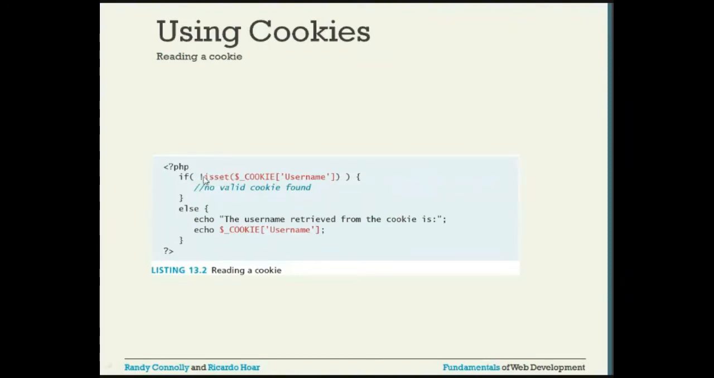So it will come to the else condition. In the else condition, when a valid cookie is found, the username retrieved from the cookie is printed, echo $_COOKIE username. Echo will output to the browser, and this username key is mapped to Ricardo. That is the value on the browser. You will see two things: the text "user retrieved from the cookie is", and the value is Ricardo. That will be output onto the browser.